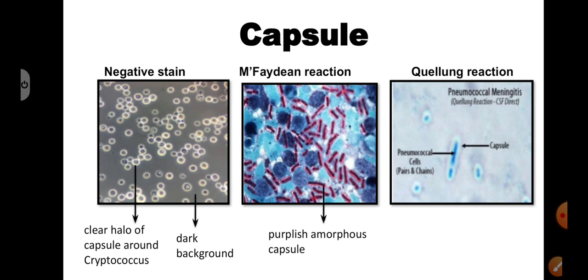Next is the Quellung reaction, wherein to the CSF sample of the patient suffering from pneumococcal infection, you add an anti-capsular antibody which goes and binds to the capsular antigen, and the capsule is swollen up, which can be seen under the microscope.